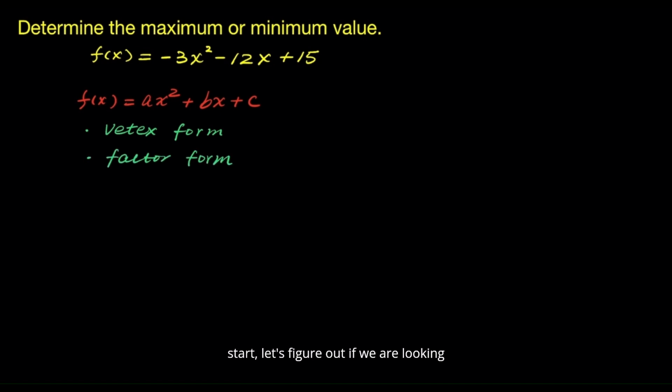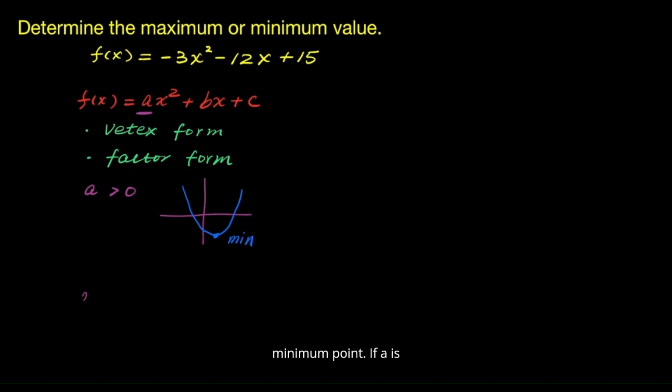But before we even start, let's figure out if we are looking for a maximum or a minimum. That's actually super easy. You just need to look at the value of a, which is the coefficient of the x squared term. If a is positive, the parabola opens upwards and the vertex is the minimum point. If a is negative, the parabola opens downwards and the vertex is the maximum point.